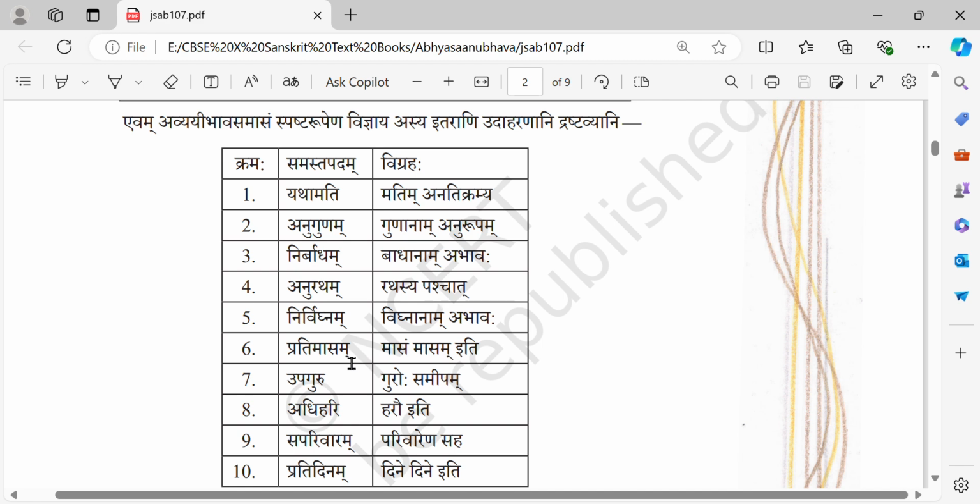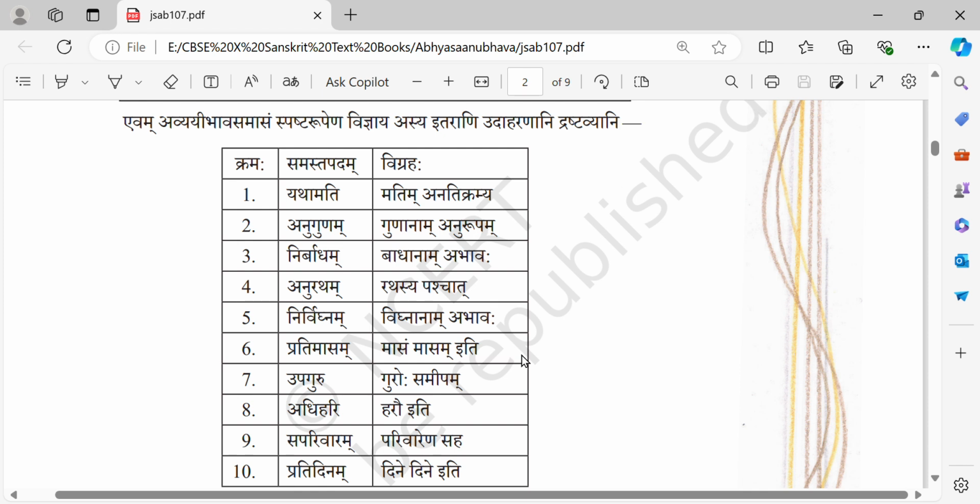Next one. Pratimasam. Whenever prati is used in a compound, just repeat the words twice and add iti. That's it. Masam masam pratimasam. Dinam dinam pratidinam. Varsham varsham prativarsham. So dinam dinam, even that is written as dine dine pratidinam also.